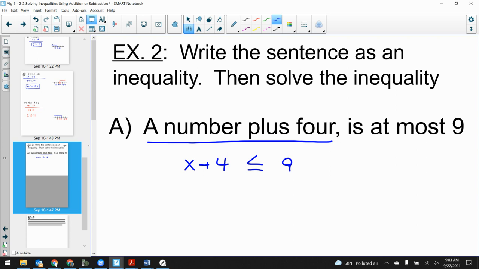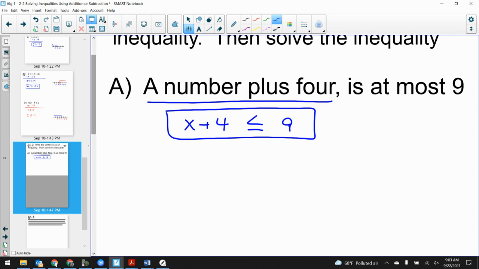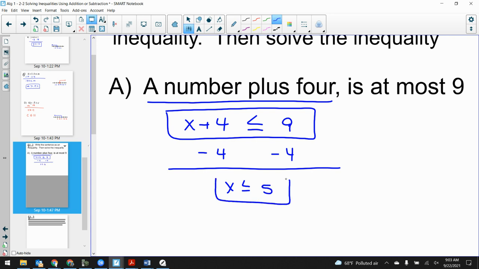When we put these on a quiz, there's going to be 2 answer blanks. This is going to be one of the answer blanks. Then we ask to solve it, so we subtract 4 from both sides. And that gives me x is less than or equal to 5. And that's my other part. It doesn't ask me to graph, so we don't have to graph.